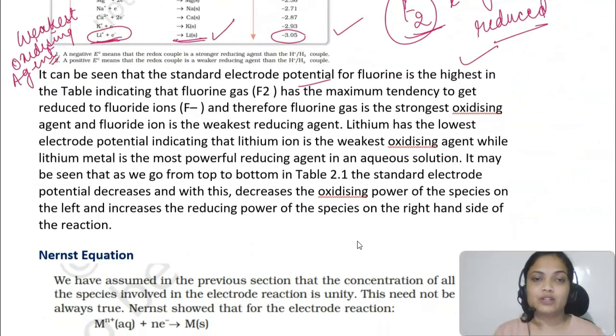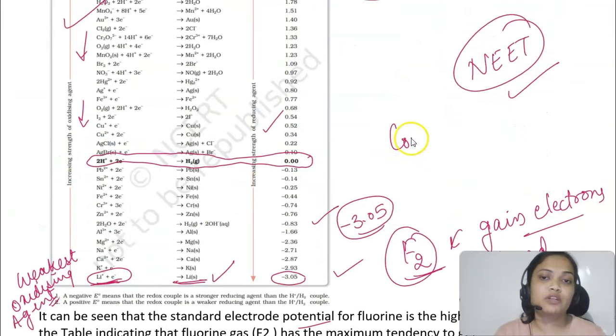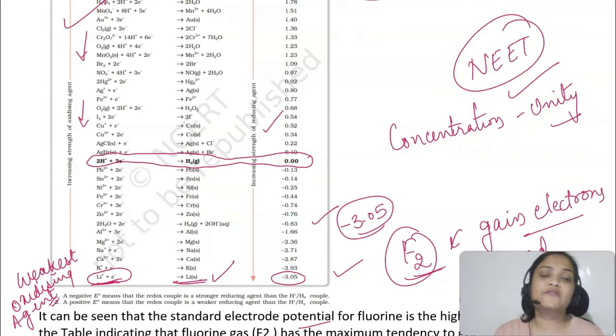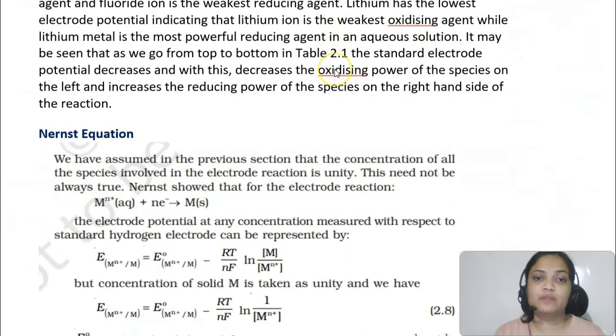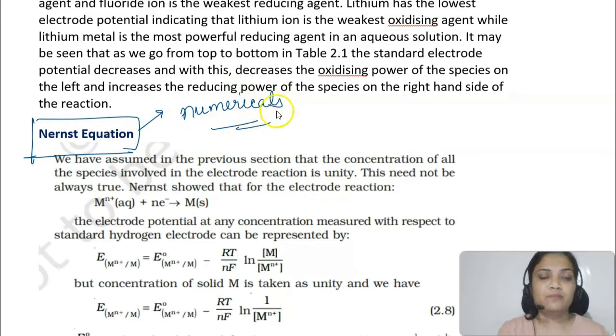Alright, so this was related to your standard electrode potential, where the concentration of all the species was taken to be unity, right? But now students, it's not always true that the concentration will be unity. Now we have another important topic, the Nernst equation, which is very important. Again, you will find a lot of numericals based on that. So this is your concept lecture. When we will be discussing the revision for the next BPT, then I will be telling you about the numerical portion as well.